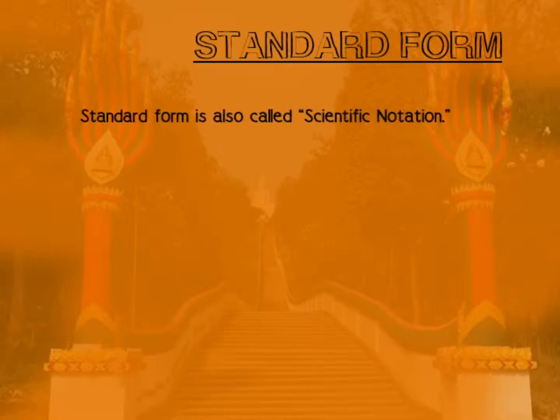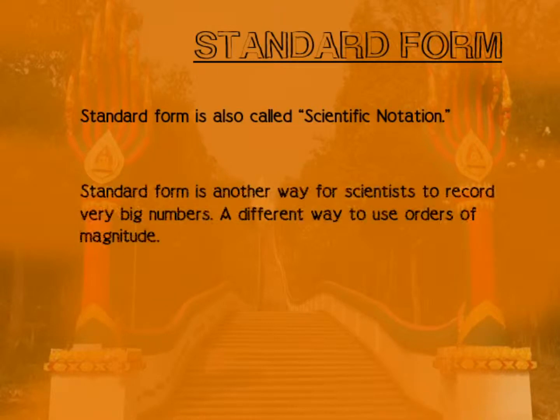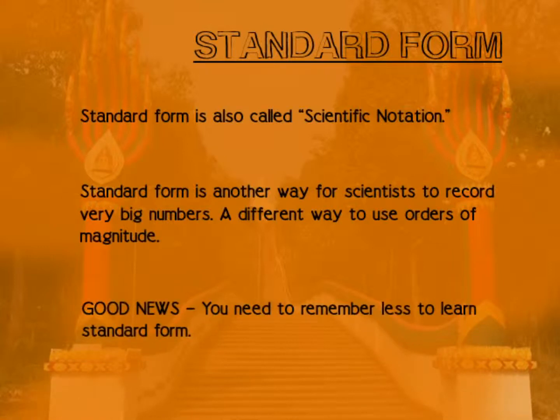And that way is standard form. Standard form is also called scientific notation. A notation is a way of noting things, of making notes. And standard form is another way for scientists to record very big numbers or very small numbers. It's a different way to use orders of magnitude. So the good news is you need to remember less to learn standard form. There are no long lists of names, but the bad news is there's a little bit more maths to be done. You have to think a little bit mathematically.